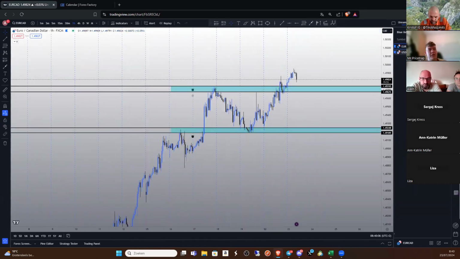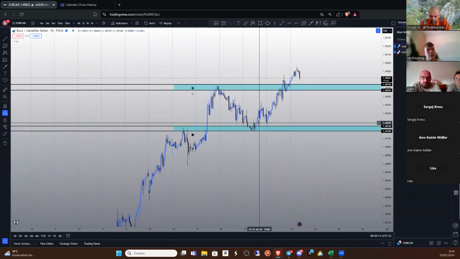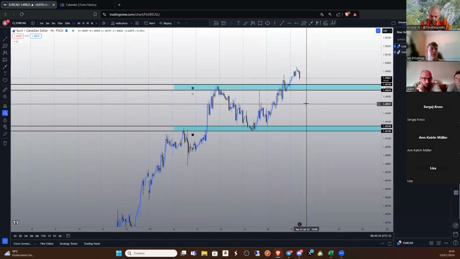So a 1-on-3 risk reward was at least possible on this one if you held it over the weekend, of course. For me personally, I closed it out before the week closed. Why? Pretty simple. There's a lot going on in the world. We have seen Trump getting shot. We have seen Biden stepping off. We have seen so many different things going on, and that's a pretty risky period to hold trades over the weekends.